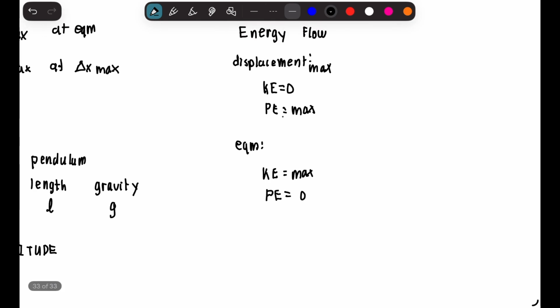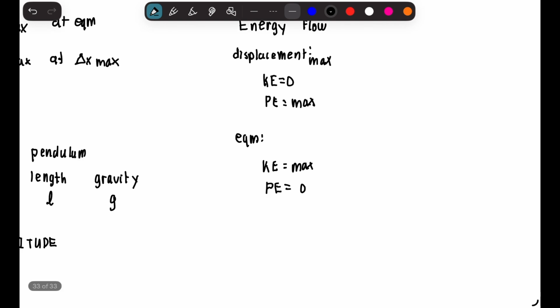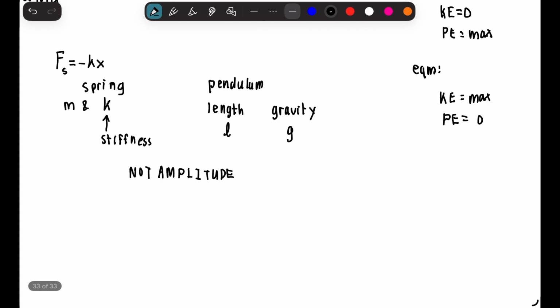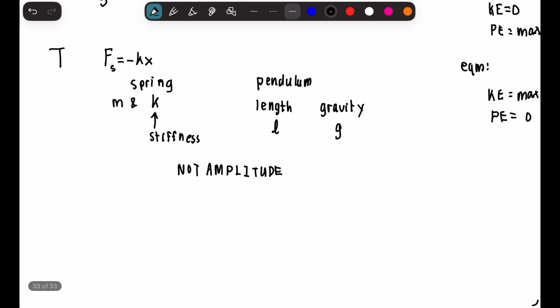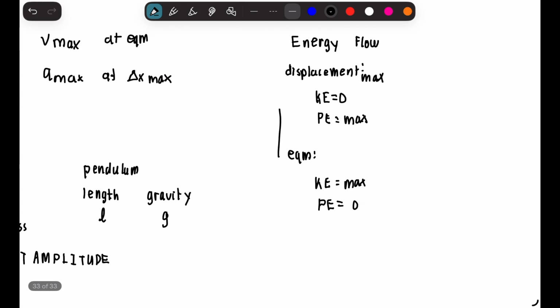As we can see here, potential energy is greater when you're farther away from equilibrium because you have the potential energy to be stretched back or compress more. So from here, our energy constantly swaps from equilibrium to displacement, back and forth. Now let's solve some problems.